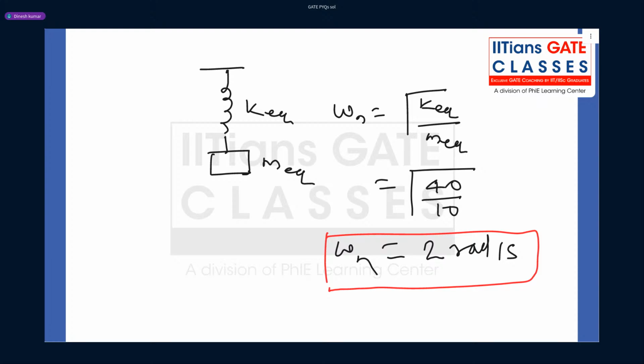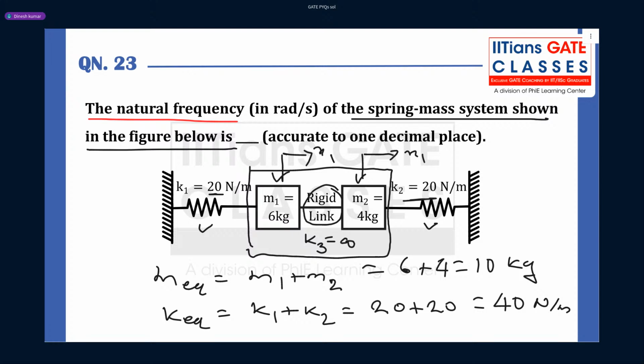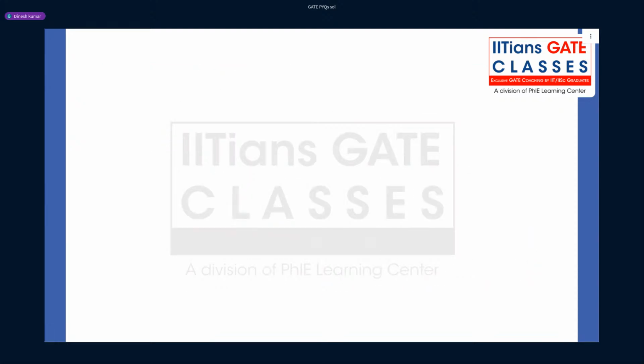2 radian per second. So what was the confusing situation here? It is the rigid link. We have to take this M equivalent, and then solve this problem as a single degree of freedom system. Okay, let's move to the next question. What does it say?